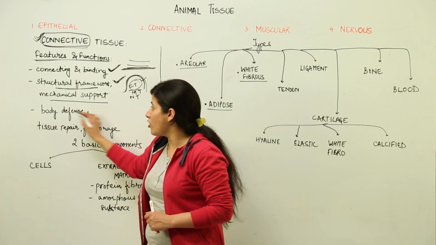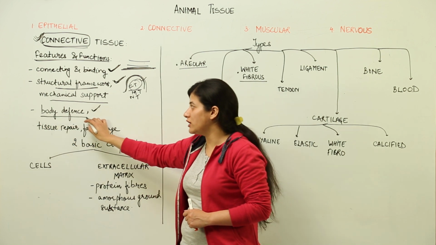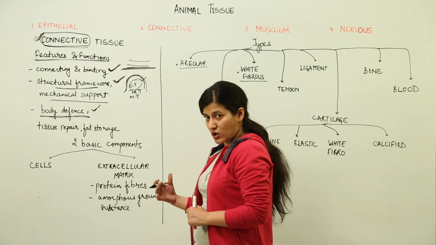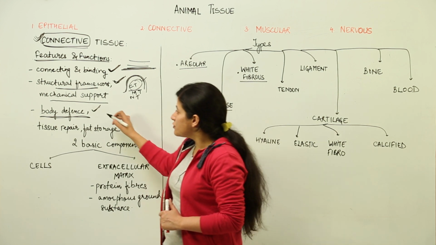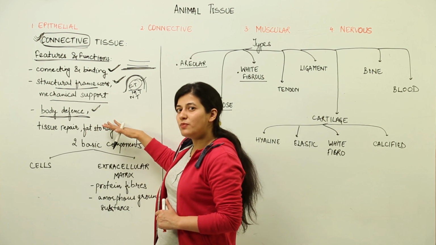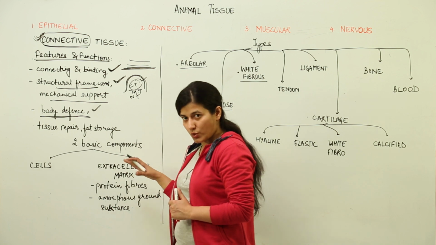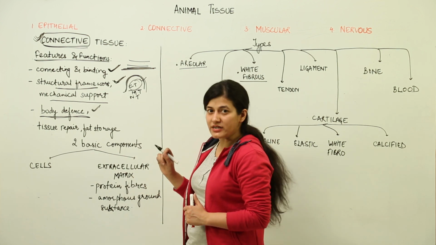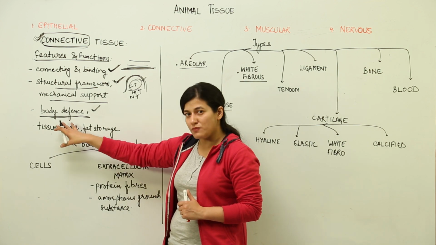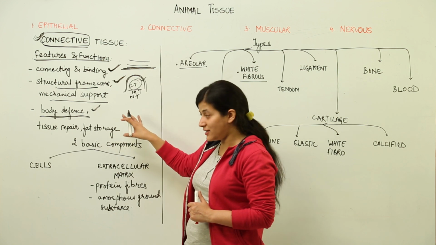Third function that they perform is of body defense. When I say body defense, I am talking about the immune system and the wear and tear that is caused, and repair of that wear and tear. So body defense is done by the immune system, which is carried out by blood and lymph, and that also is a type of connective tissue only. Those two are the fluid connective tissues, which have specialized cells which perform the function of immune system. So body defense is also one of the functions which is performed by connective tissue.